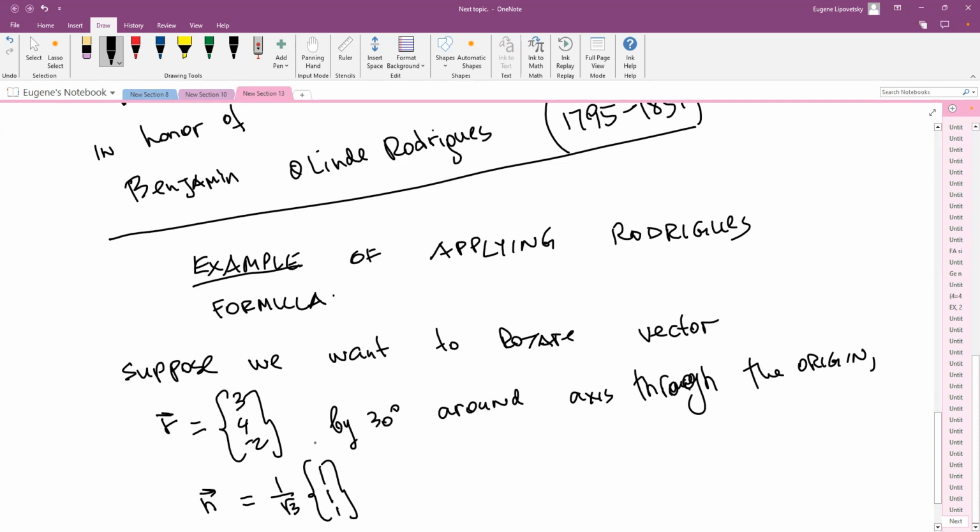So it's an axis that is equally inclined to all three axes, and the R is some vector there: 3, 4, and -2. So this is the R. We want to rotate it around this N by the angle 30 degrees. We want to find the matrix R. Okay.